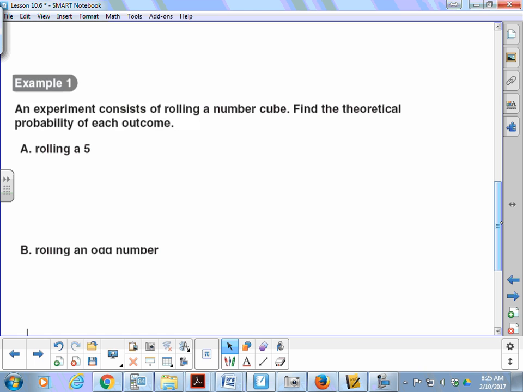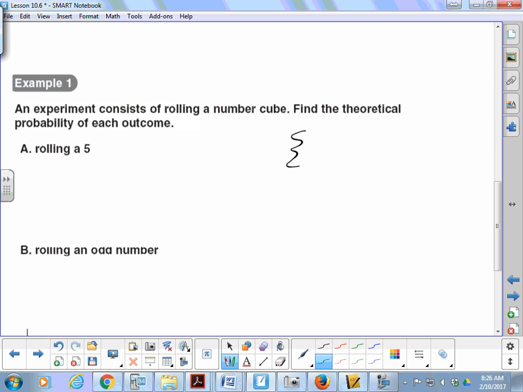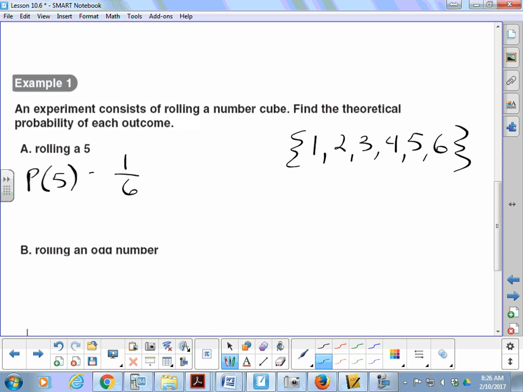Okay, so the experiment consists of rolling a number cube. Find the theoretical probability of each outcome. So let's think about the sample space for a moment. Let's write that down. The sample space we have are the numbers 1, 2, 3, 4, 5, and 6. Those are all the possible things I can get when I roll a number cube. So, Michael, what's the probability I roll a 5? 1 out of 6. So this is just simply 1/6, the probability of a 5.